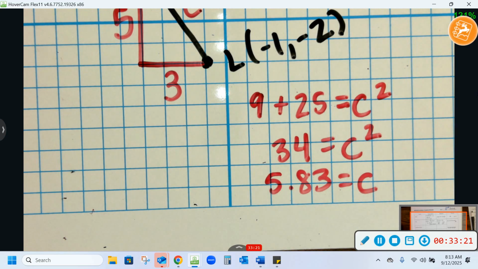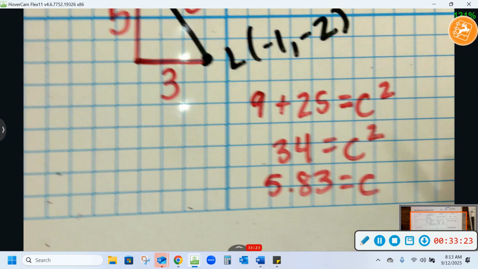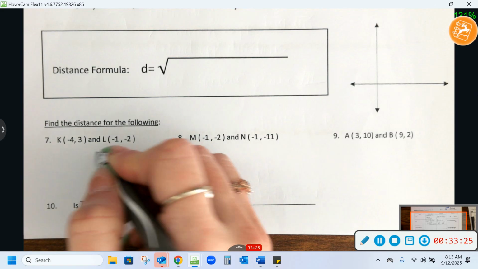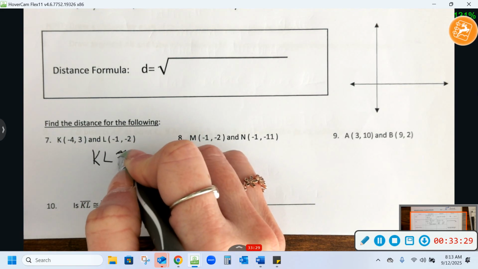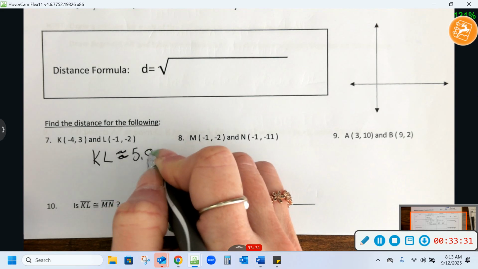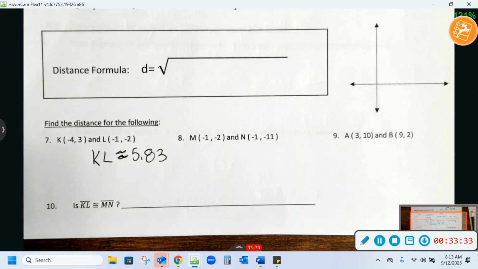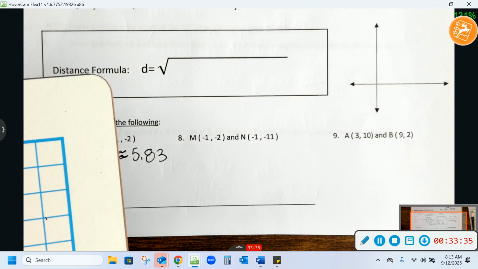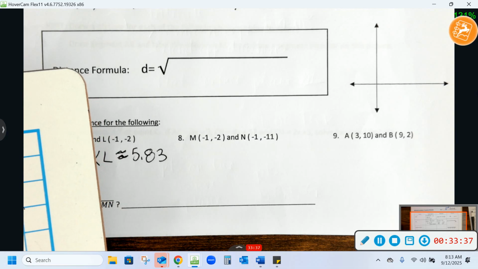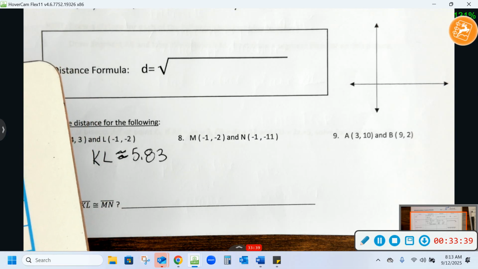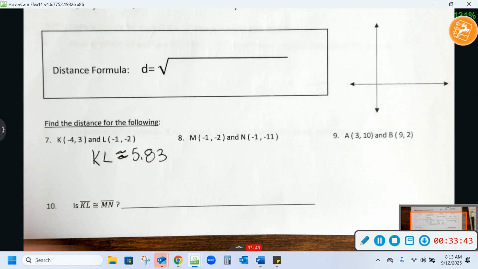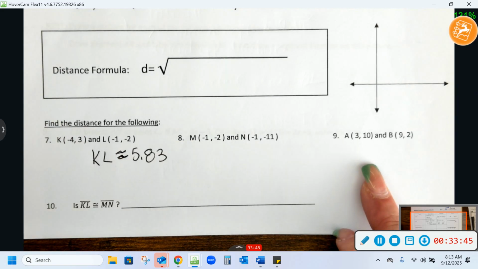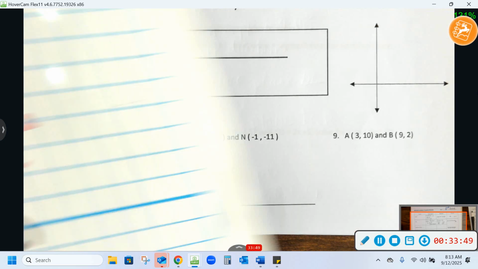So then I can pop over here, and I can say KL equals, well, actually I'm going to say about, because it's a decimal, 5.83. Well, that's fun. We're going to do 9 the same way. So erase your triangle. Let's do 9.